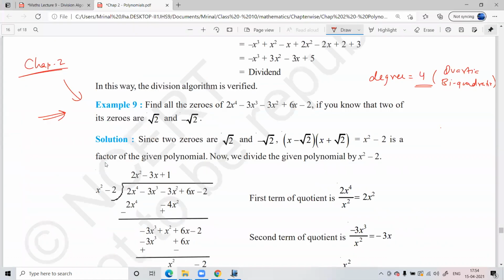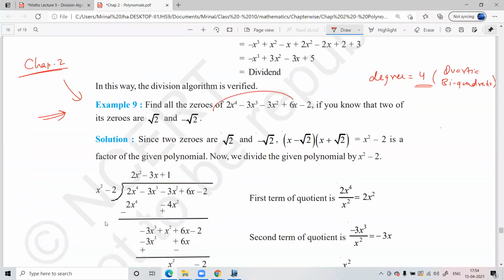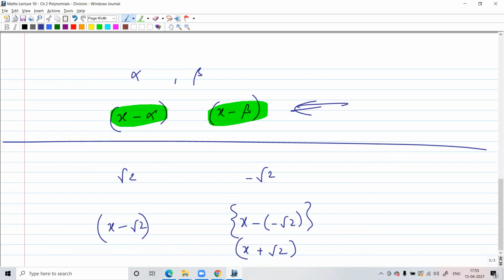So let's take the same problem. What are the two zeros given here? Root 2 and minus root 2. So root 2 is one of the zeros and the second one is minus root 2. So now what will be the factor of the given polynomial? It will be x minus root 2 and x minus, again, minus root 2. So this turns out to be x plus root 2. Remember what did I say? x minus beta, right? This is your beta, which was already negative. So minus and minus become plus over here.